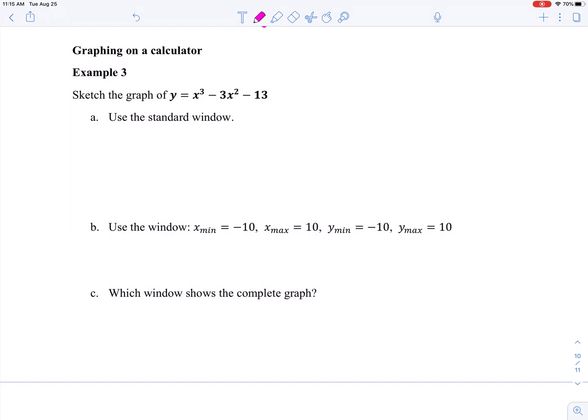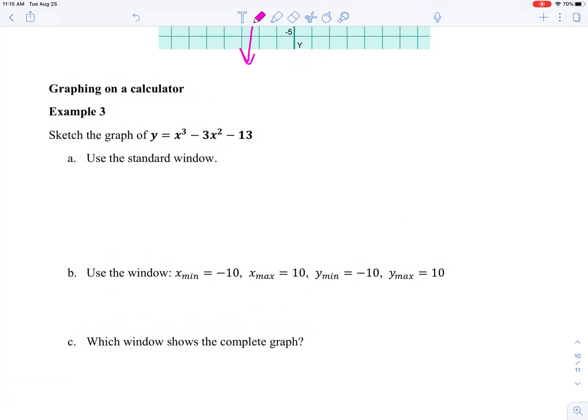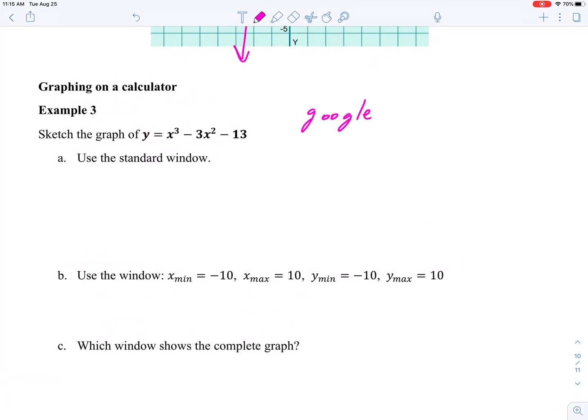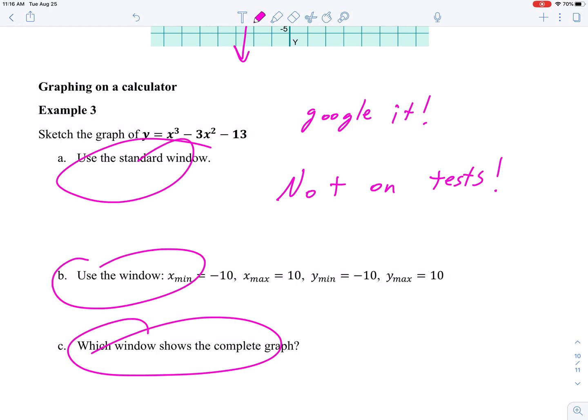So what I'm going to say is, I know you're not going to like this, but Google it. Okay? And this will not be on tests. I'm not going to say, graph this on your calculator and draw it out if I haven't taught you how to graph on your calculator. That wouldn't be fair. So Google how to use the graphing calculator. Especially for those of you going on to pre-calculus, calculus, and beyond, it's a good idea to know how to use those calculators. But not for this class.